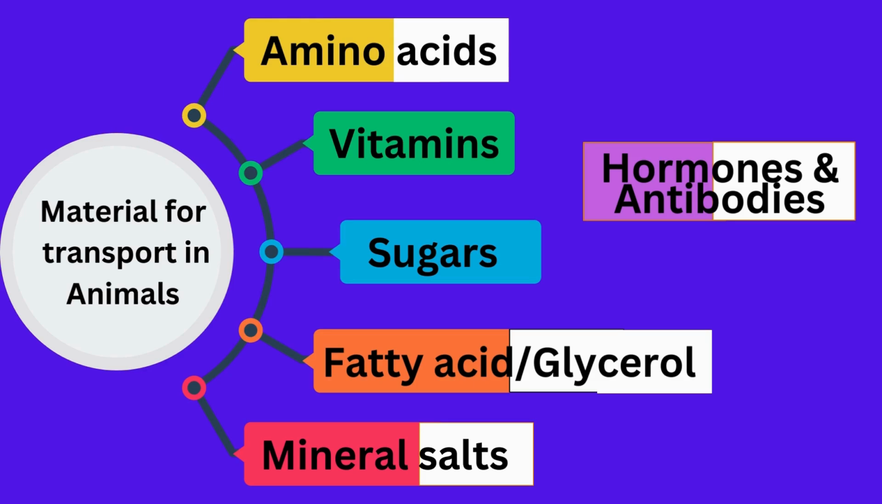Hormones. Hormones are transported from endocrine or ductless glands where they are secreted to various organs or tissues where they have their effects. Lastly is antibodies. Antibodies are produced by white blood corpuscles and transported by the blood to all parts of the body where they defend the body against diseases and infection.